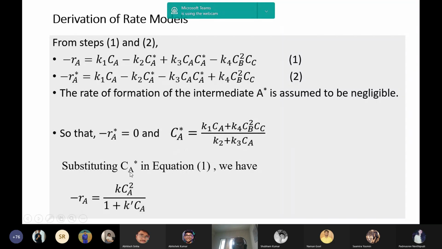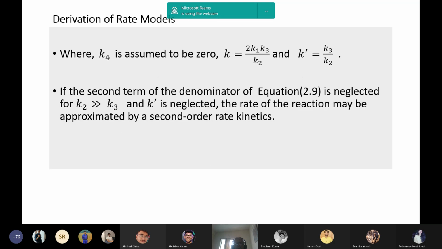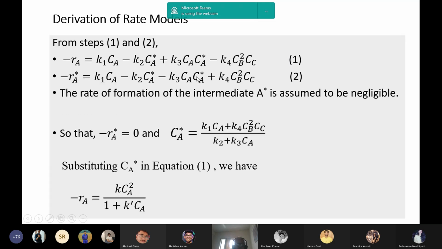And this Ca star you substitute in equation number 1 to get the rate equation K Ca square over 1 plus K prime Ca. It is not simply a rate constant K prime; it is a combination of various terms like this. K is 2K1K3 by K2, and K prime is K3 by K2. That is, after simplification, we obtain the rate equation in this form.